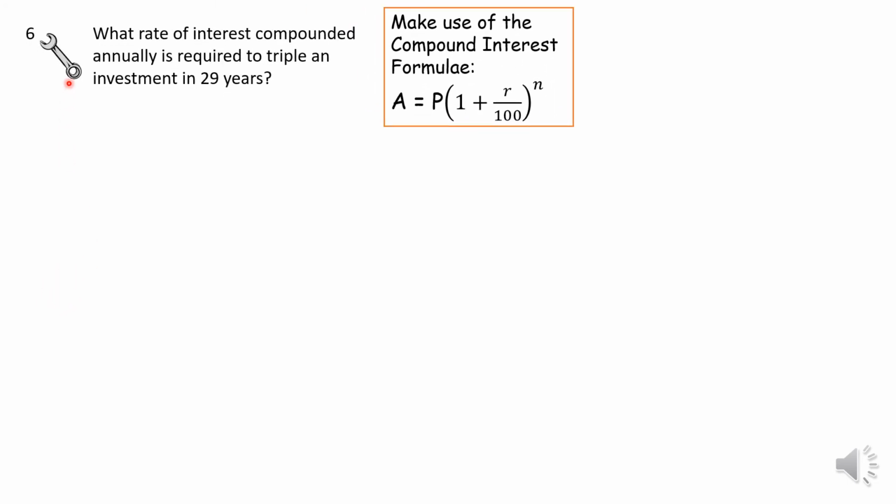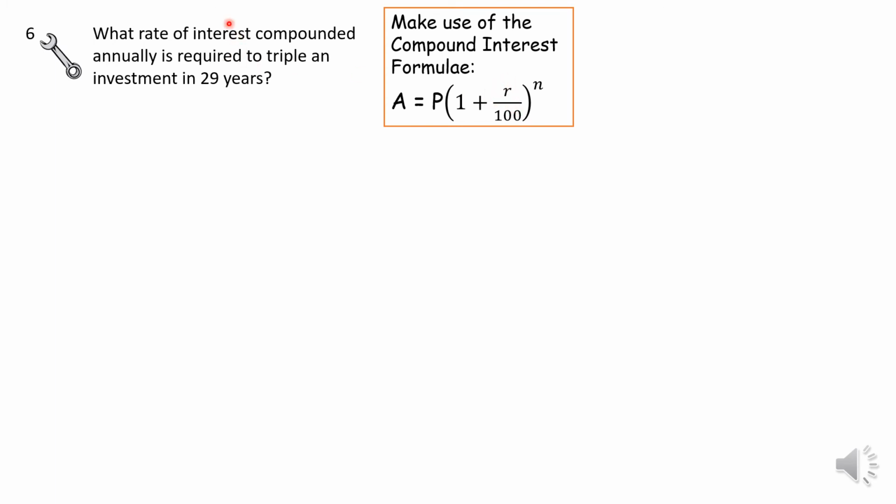Right, with the next question, as I say, I like to throw in a spanner in the works. This is a question that a lot of learners have asked me to assist them with. So this question, when you read it, says, what rate of interest, that means we're looking for R, compounded annually, every year, is required to triple an investment that's supposed to last 29 years. So the best is to use the compound interest formula, because we are looking for R in the compound interest formula. Somehow we're going to also make something the subject of the formula, but it's very important that we find that particular value of R.